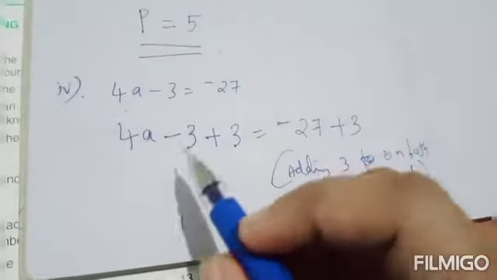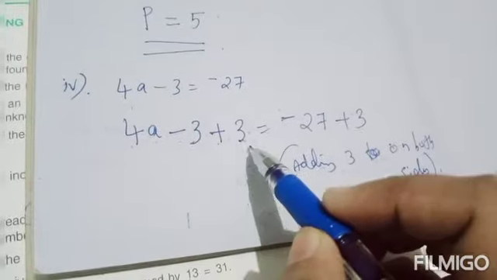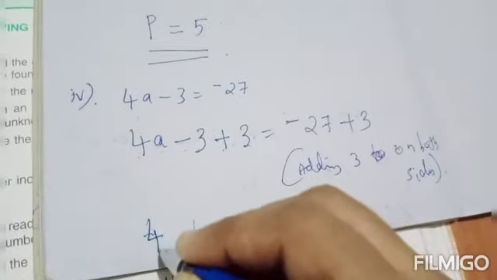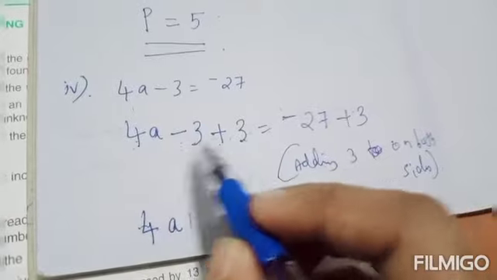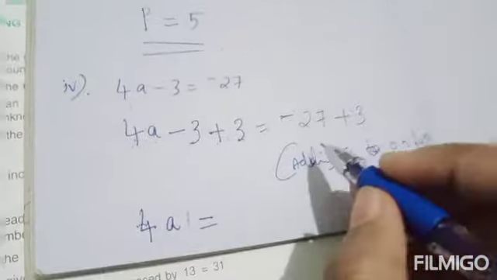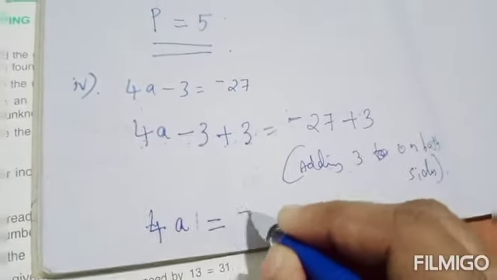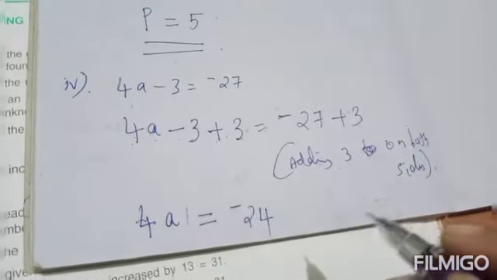Now 4a minus 3 plus 3 is 0. So you will get 4a. On this side you will get 4a only. 4a equal to minus 27 plus 3, it is minus 24.